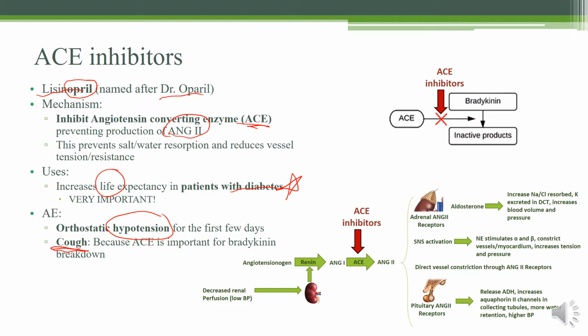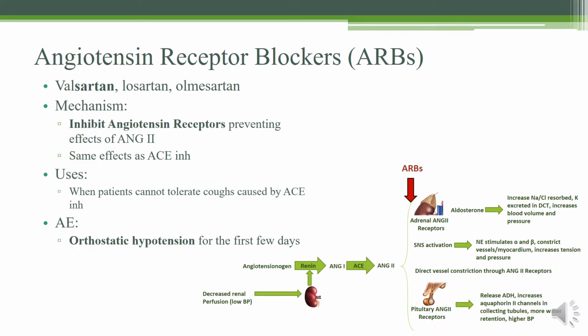Now, something that you need to know is that ACE, or angiotensin converting enzyme, is also important for breaking down bradykinins. These bradykinins are inflammatory chemicals that cause you to cough, especially when you're sick. Naturally, they don't really build up a lot when you're healthy, but if you're inhibiting the ACE, they're going to build up a lot more, and you're going to feel like you've got a sore throat or you're always coughing because there's no enzyme to break them down.